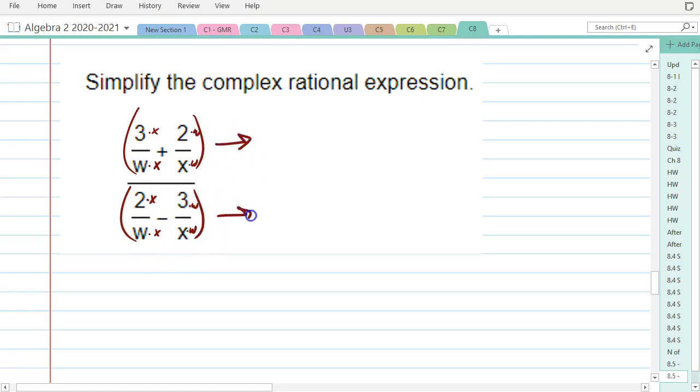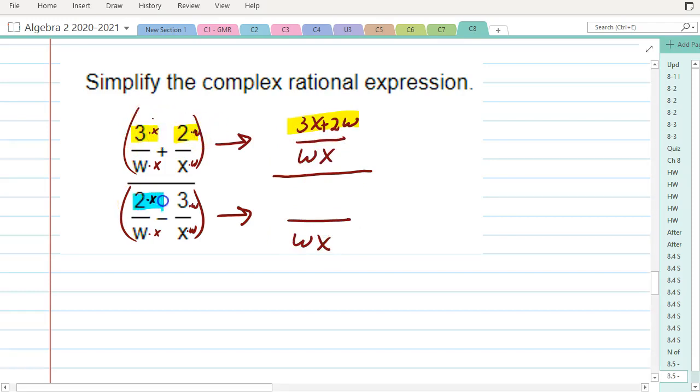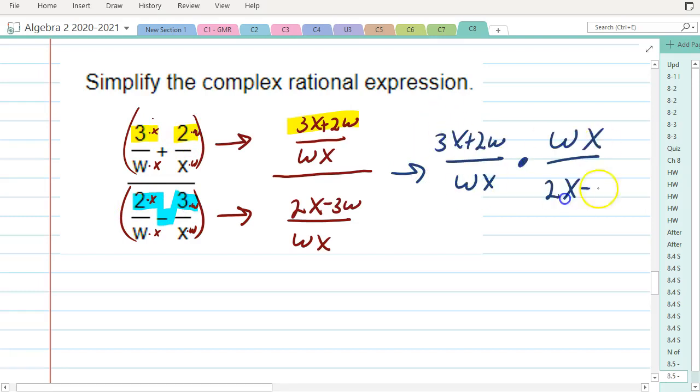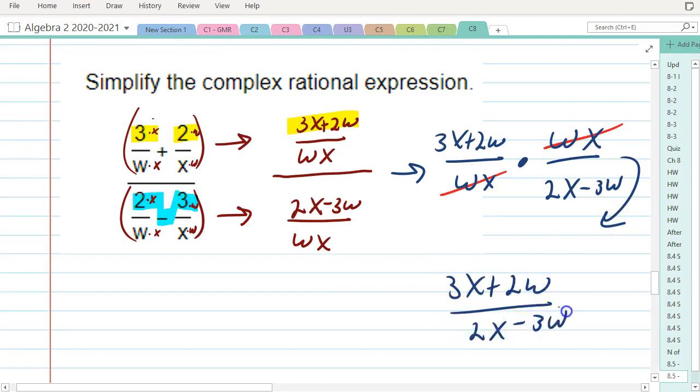So I'm treating this like two separate problems. That gives me a common denominator of wx, and that also gives me a common denominator of wx. Then that gives me 3x plus 2w, and that gives me 2x minus 3w. Now we can invert and multiply, and what that looks like is the top is not changing. Luckily, they made this simple for us. We simply cancel out the wx, and that gives us a final answer of 3x plus 2w over 2x minus 3w. I realize these have the same letters and numbers in them, but no, they are not cancelable.